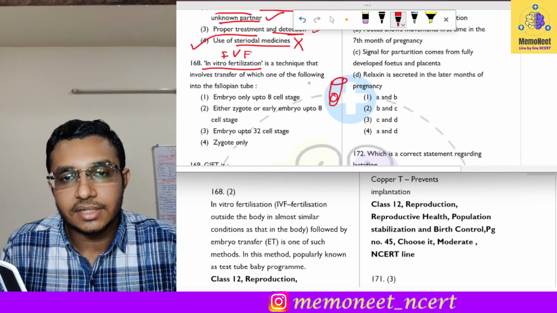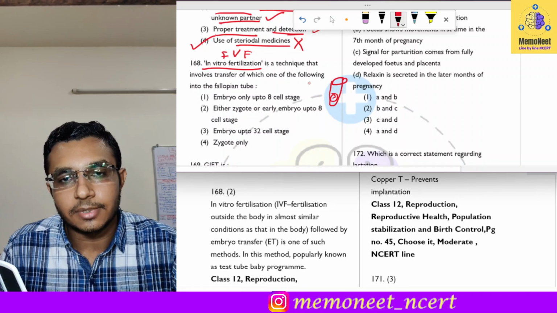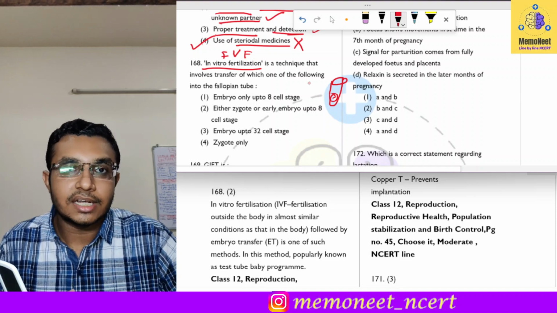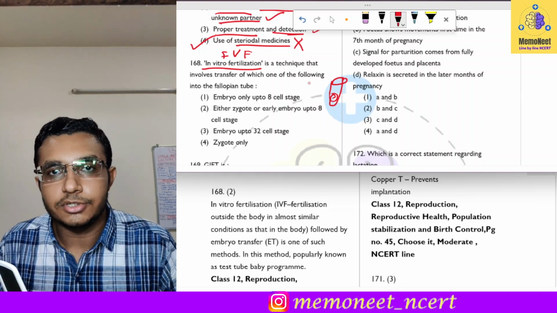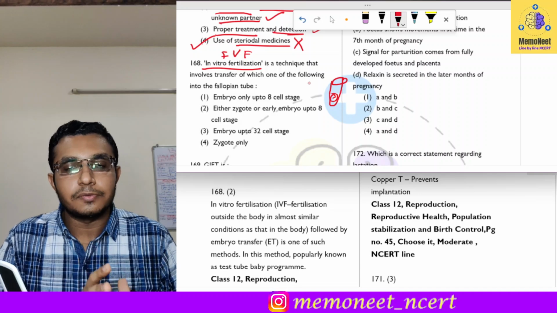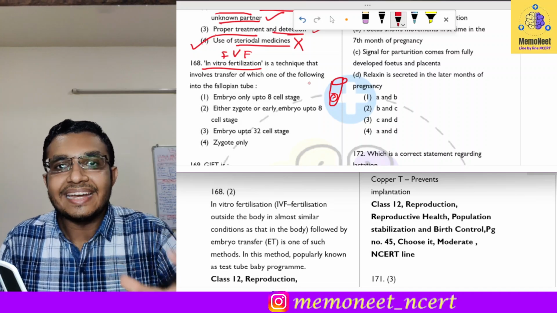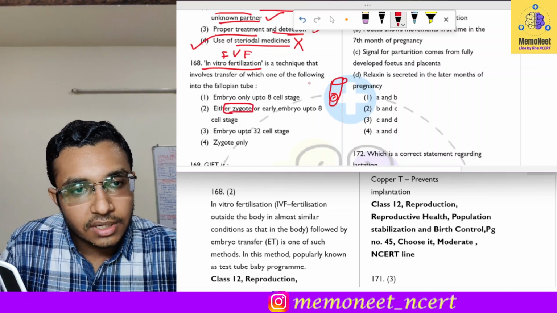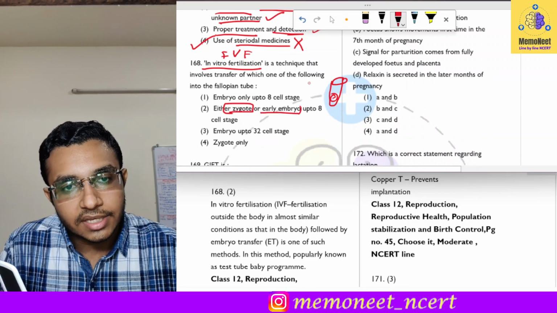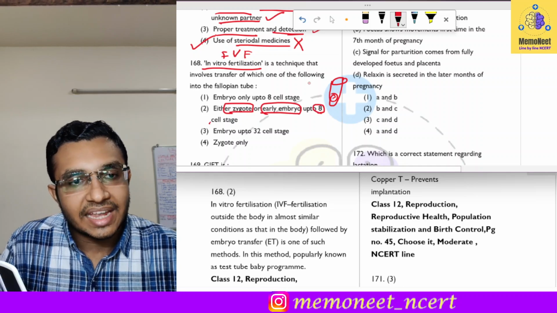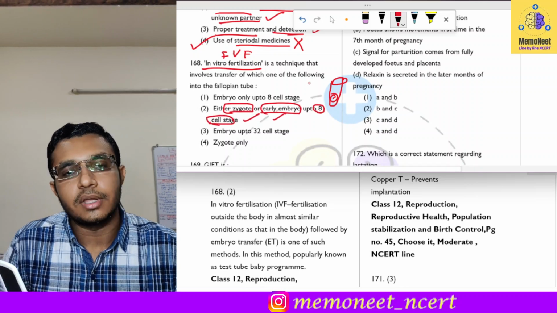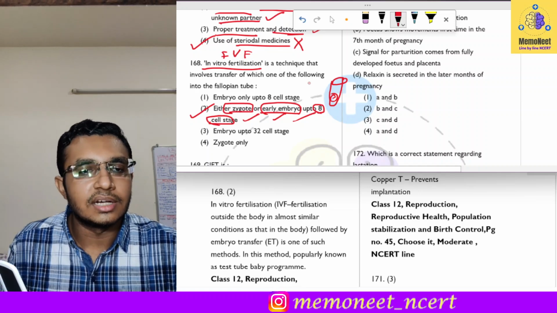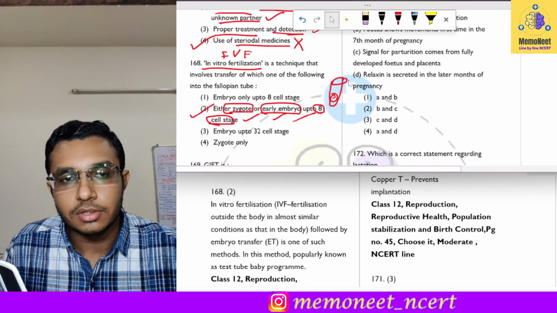In a test tube the fertilization takes place and the zygote is formed. So in IVF we can transfer the zygote into the fallopian tube, or we can transfer the embryo up to the 8 cell stage. You need to remember this line, that either the zygote or the early embryo up to the 8 cell stage can be transferred into the fallopian tube in IVF. So the correct answer of this question will be option 2.